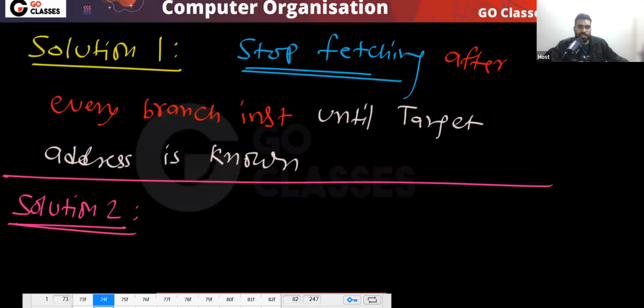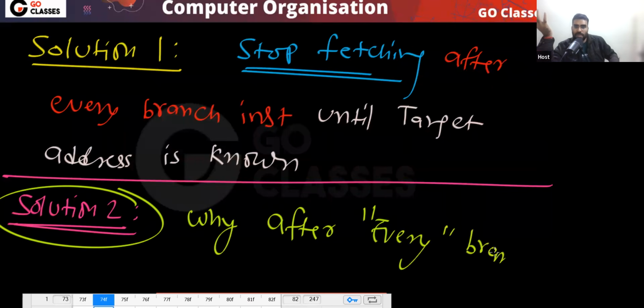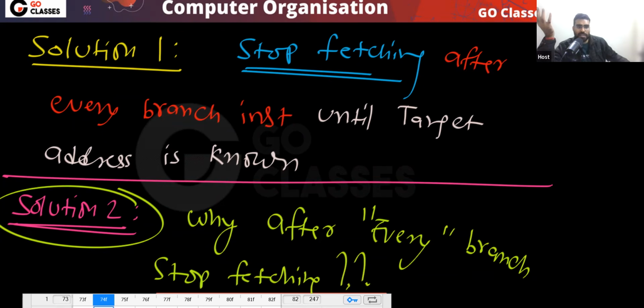Right? Why stop fetching? Because sometimes the instruction that you are fetching may be useful, right? See, solution 2 is saying, why stop fetching every time? Why stop fetching after every branch? Like after every branch you are stopping fetching, that is not good. For example, let me assume that your instruction is this.